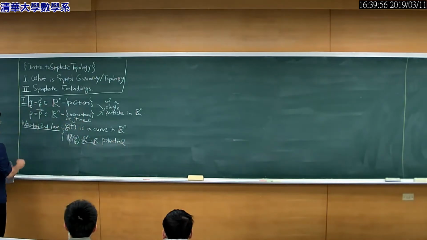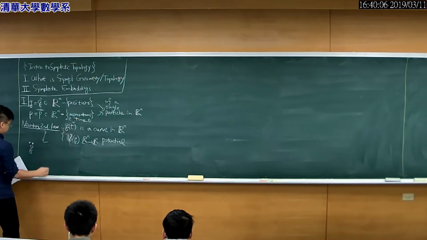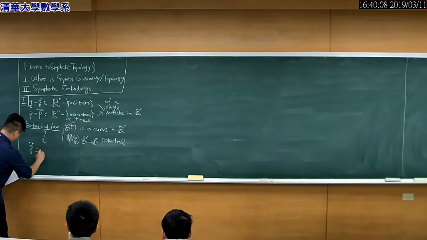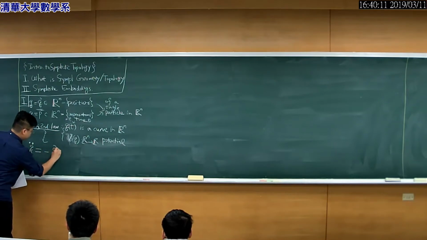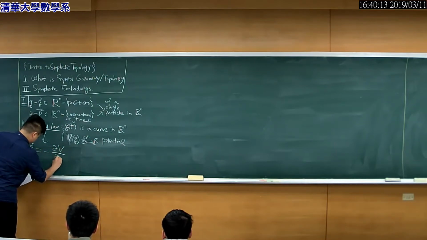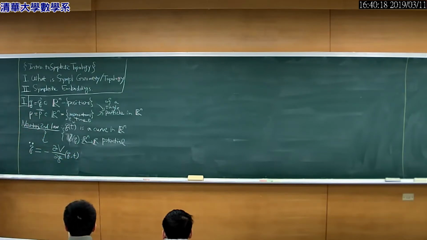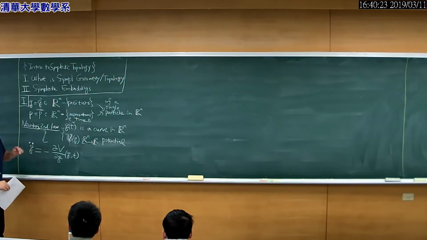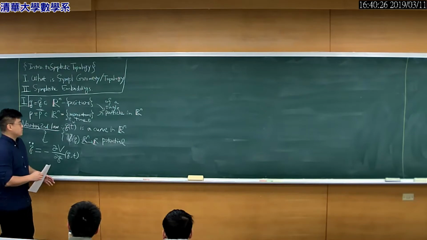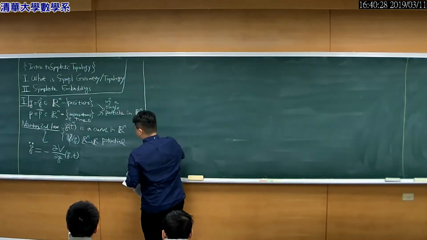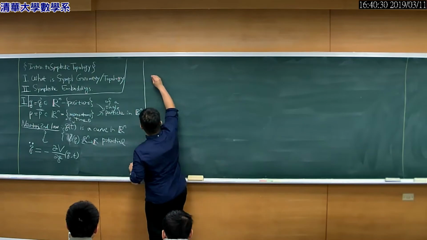So Newton's second order law is written as Q double dot, the second derivative with respect to time t, equal to negative partial V partial Q. If you know how to solve this equation, you know the exact motion, the position at time t. I'm not going to solve this. I'm just going to give an alternative formalism. It's called the Hamiltonian formalism.